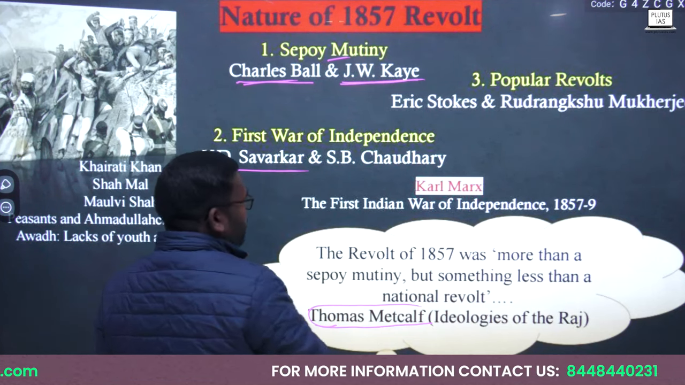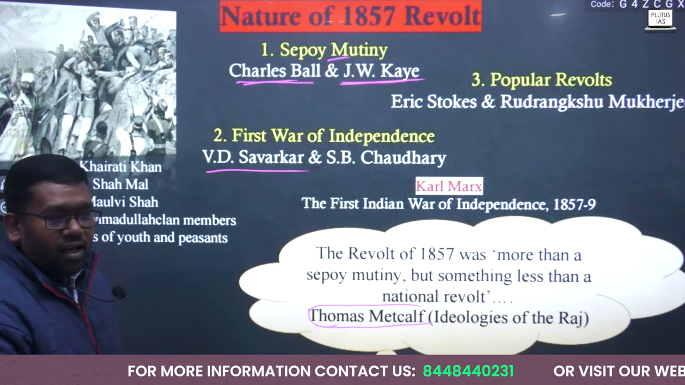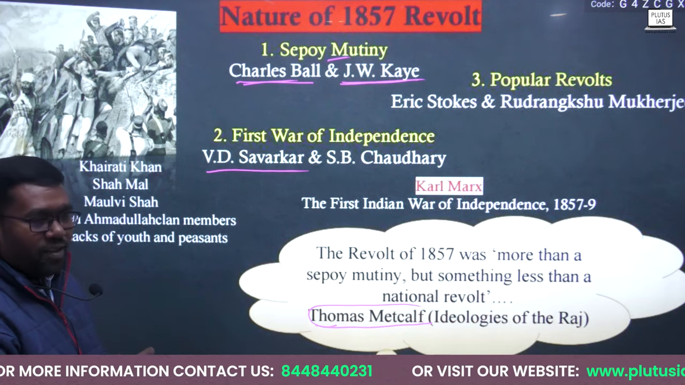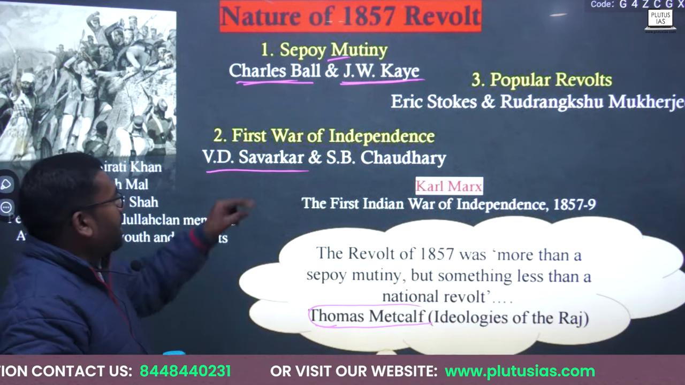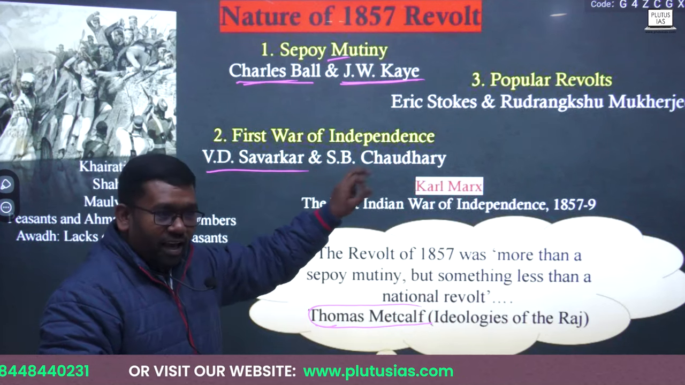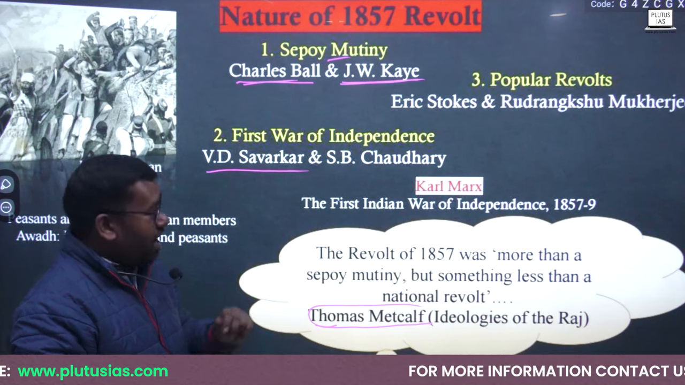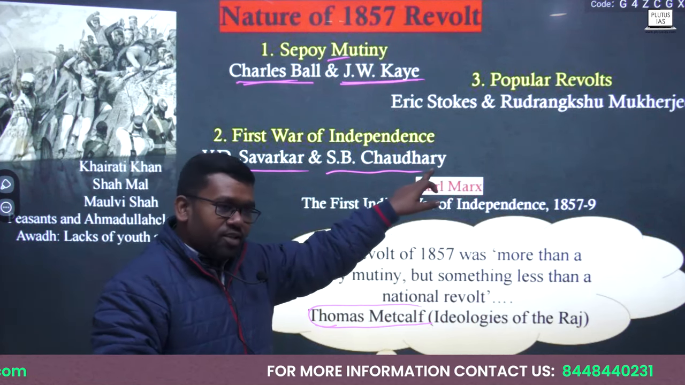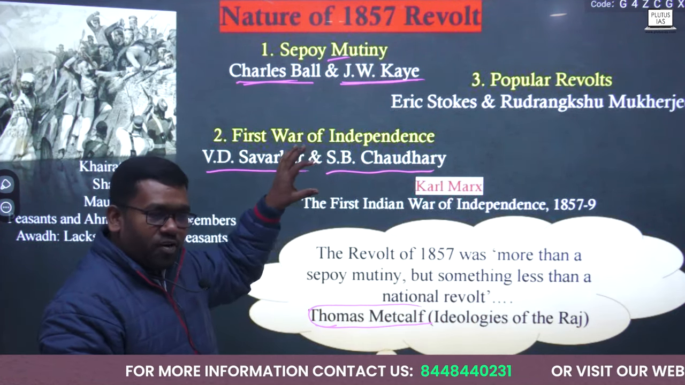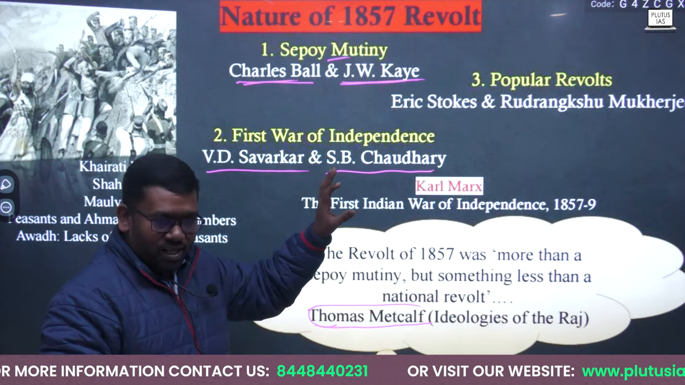He had written a book in 1907. His name was Vinayak Damodar Savarkar. He had written a book called First War of Independence. In it he said this was the first war of independence. And in support was S.B. Chaudhuri. So this was the first war of independence. There were examples.